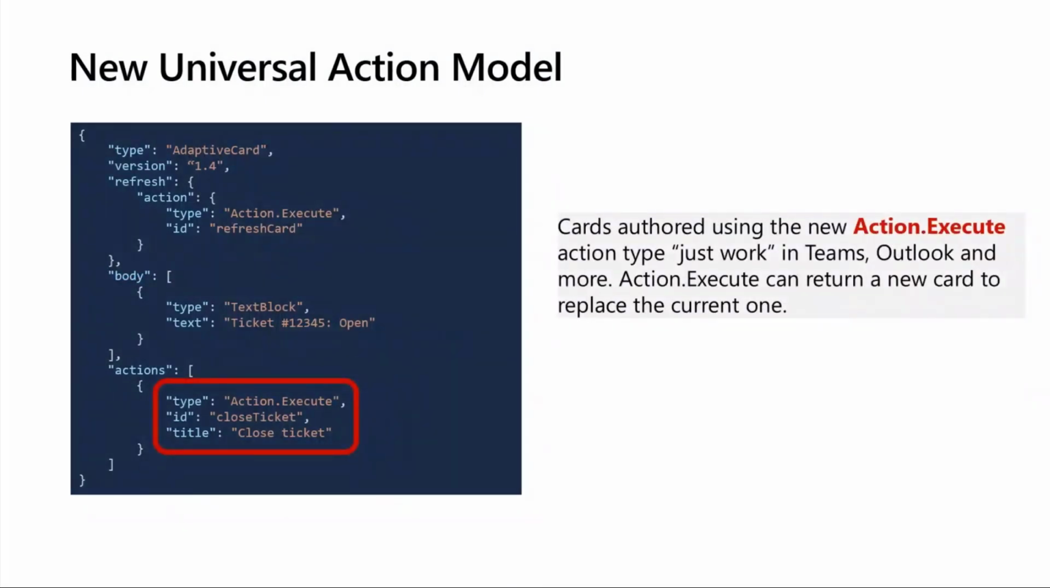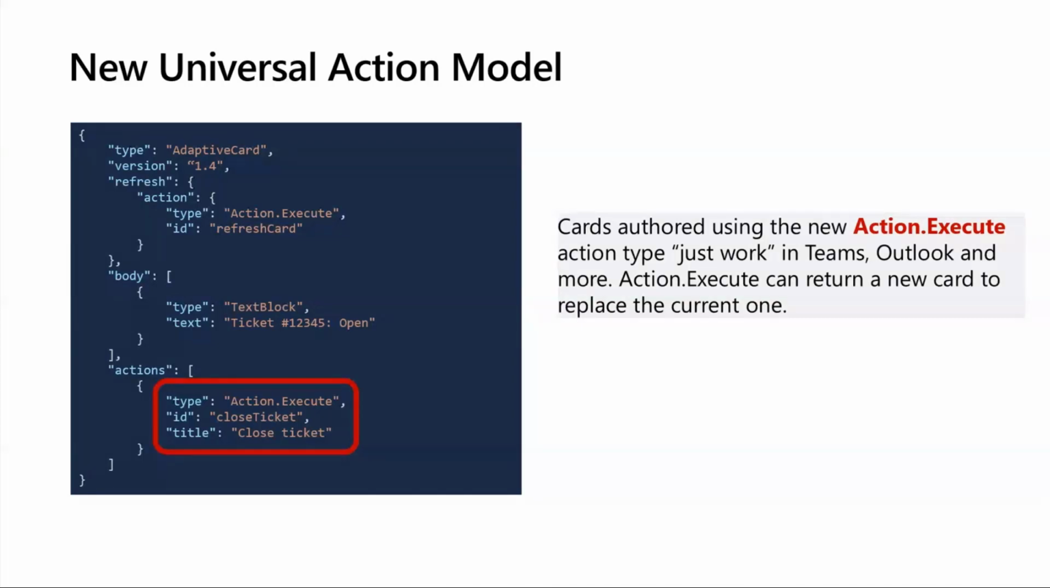In this universal action model, we introduced a new action type called Action.Execute, which would seamlessly work on both Outlook and Teams. So you no longer need to worry about using either of action.http or action.submit, you can simply have action.execute in your adaptive card payload, and that payload would just work completely fine on both Teams and Outlook.